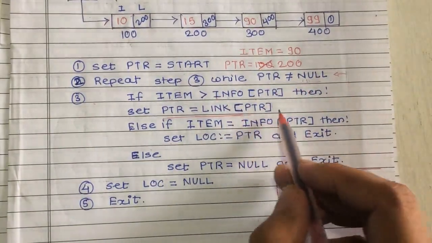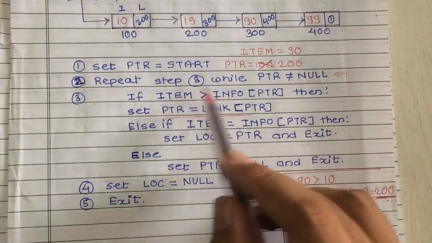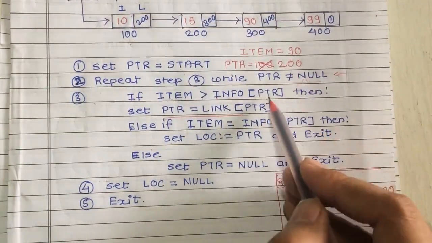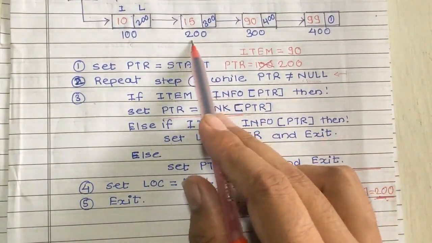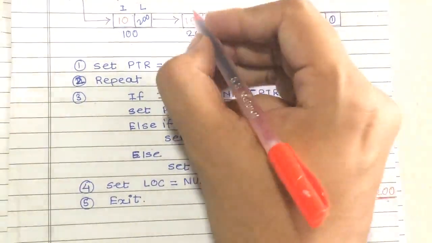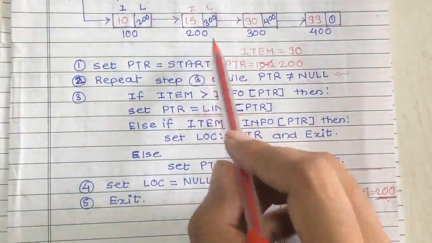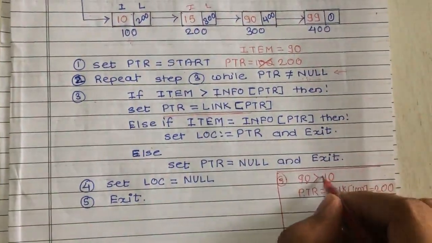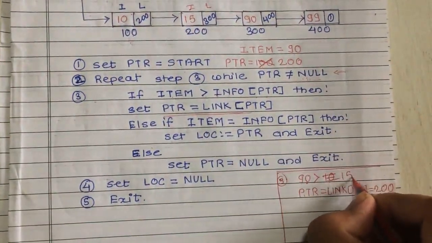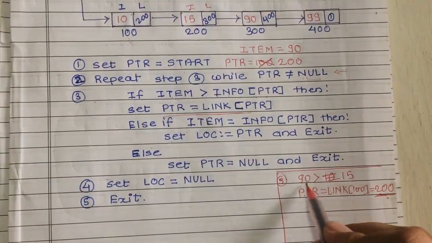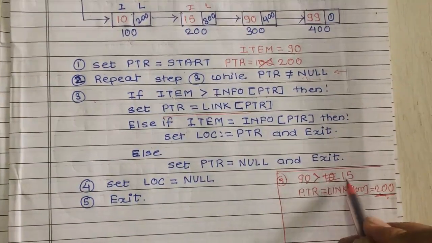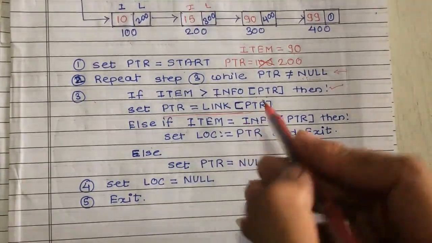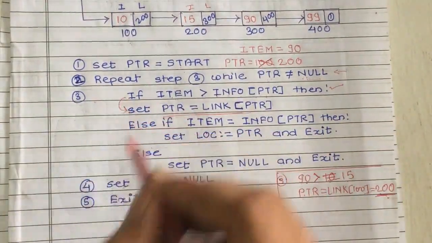Again it will check. The value of item is the same, 90, and the value of PTR is 200, and info of 200, what is there in the info? This is the info and this is the link. What is there in the info part of 200? It is 15. So 90 is greater than 15. Yes, 90 is greater than 15, so this condition is true. Control will again come inside this if.